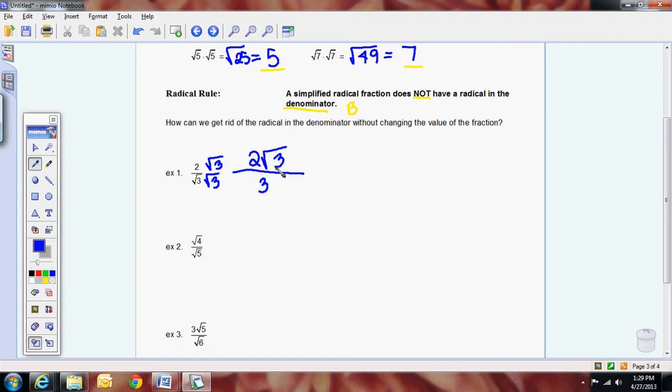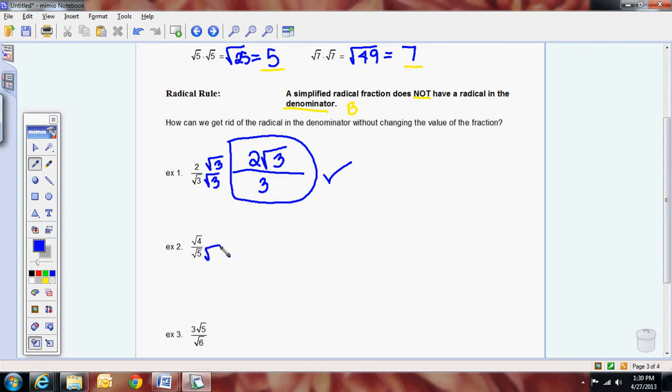2 root 3. Now always check and see if there's something else you can simplify. 2 over 3 is simplified already, and I can't simplify the square root of 3 anymore. So you are completely done with this problem. That is your final answer. And you know that you've done all you can because there's no radical in the denominator. They're going to progressively get a little bit more challenging, so I can show you each type.